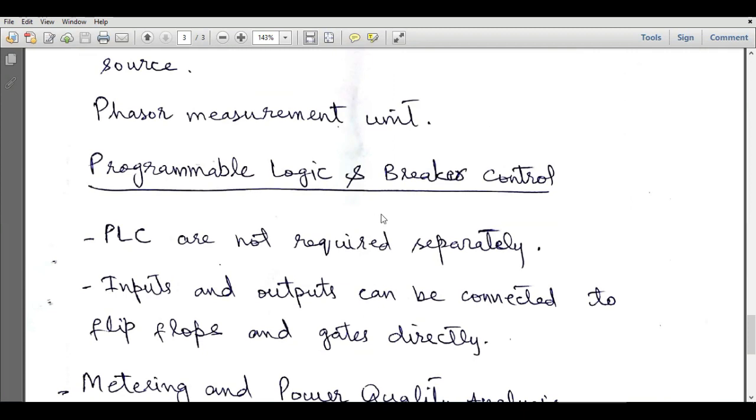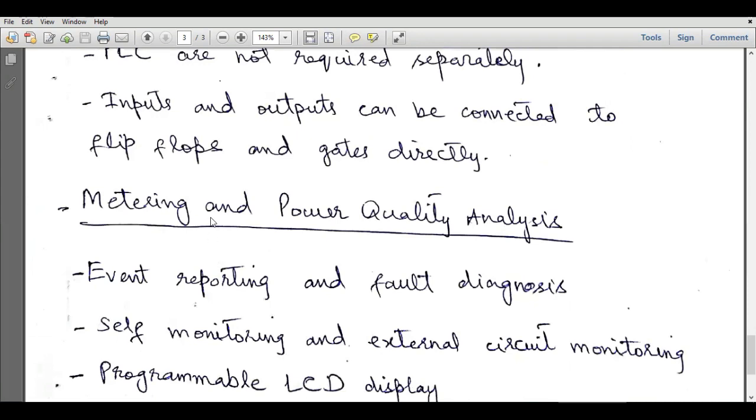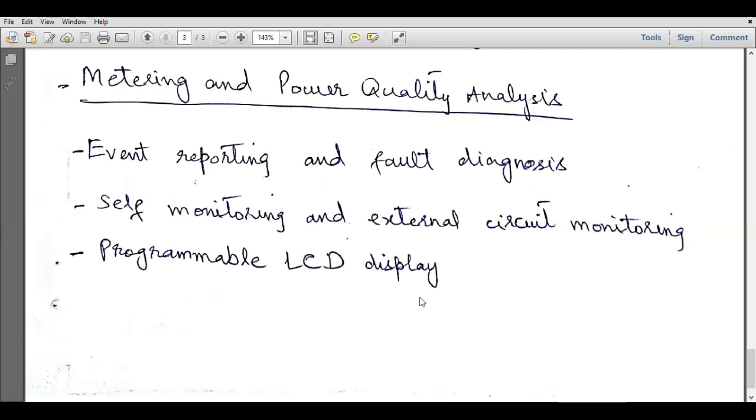This is also present in IEDs. PLCs are not required separately. Inputs and outputs can be connected to flip-flops and gates directly. Metering and power quality analysis is another aspect. Event reporting and fault diagnosis, self-monitoring and external circuit monitoring, programmable LCD displays.